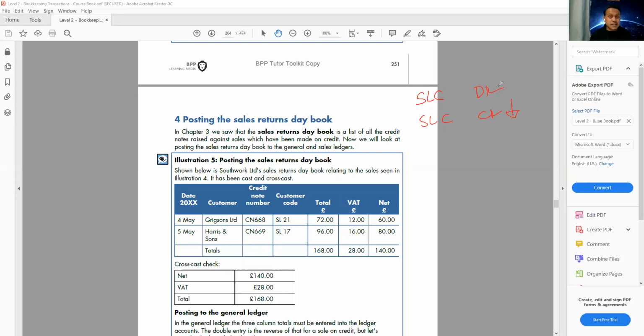If something is debit, if you want to remove it, you make it credit, because debit and credit is like a plus and minus. If you want to remove something, you make the opposite entry. If you do that, it will be removed automatically. So when there is a sales return day book, we need to do the opposite. All right, we're going to see it. We're going to do it together, no problem.